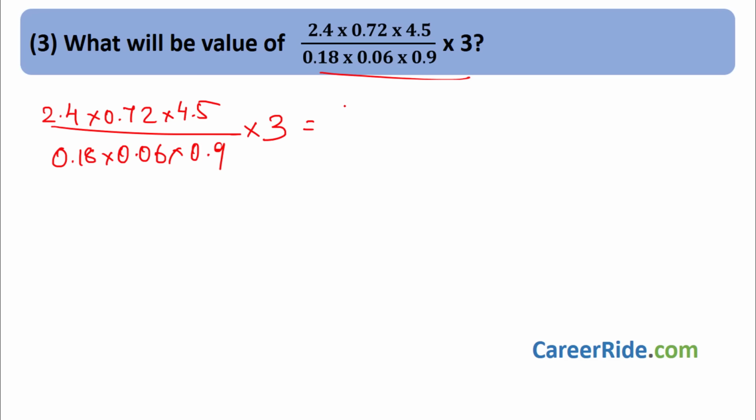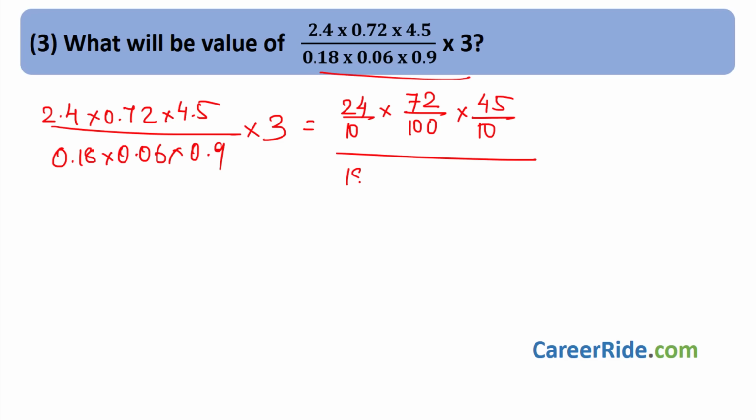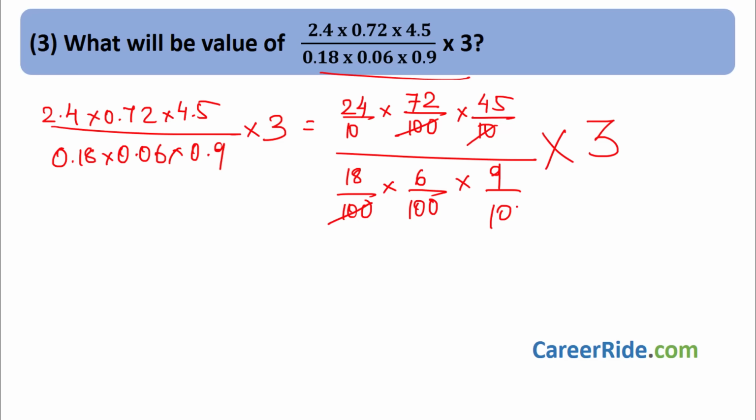We can write 2.4 as 24 upon 10 multiplied by 0.72 as 72 upon 100 multiplied by 45 upon 10 divided by 18 upon 100 multiplied by 6 upon 100 multiplied by 9 upon 10 multiplied by 3. This gets cancelled over here, this gets cancelled over here, this gets cancelled over here. Okay, now what can we write?